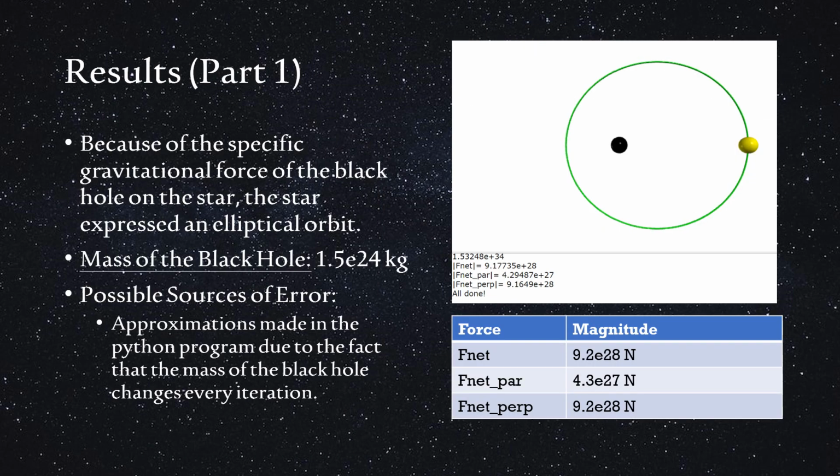Because of the specific gravitational force of the black hole on the star expressed in an elliptical orbit, the mass of the black hole was calculated to be 1.5 e24 kilograms. There are possible sources of error from the approximations made in the Python program, due to the fact that the mass of the black hole changes every iteration. So this mass is closer to being an average than the actual mass of the black hole. As you can see in the table below, we have F net parallel and F net perpendicular as magnitudes.